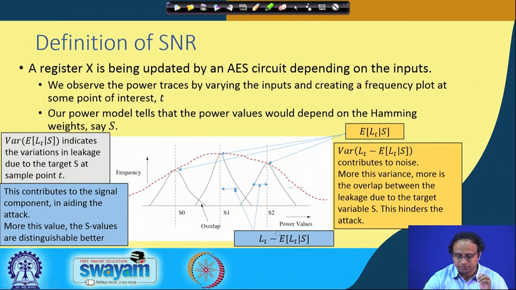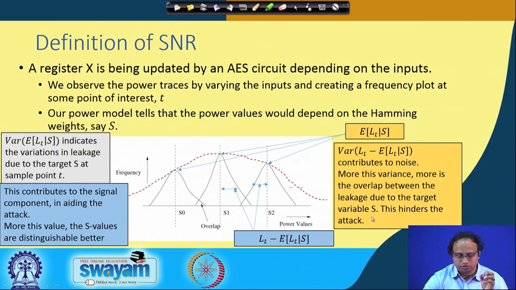So therefore, this variance, that is the variance of LT minus E[LT given S], essentially contributes to noise, and is a measure of noise. The more this variance, the more is the overlap between the leakage due to the target variable S, and therefore this will hinder the attack.